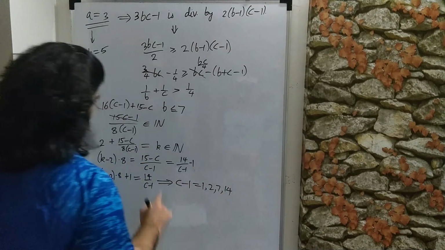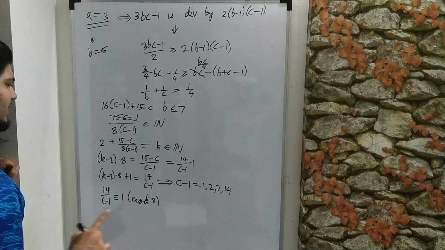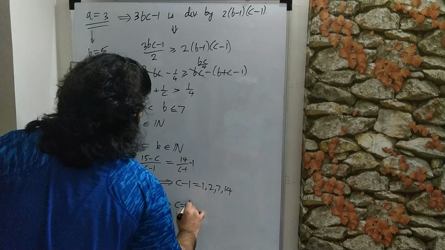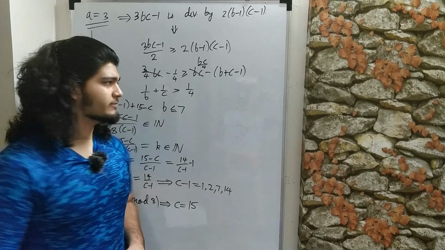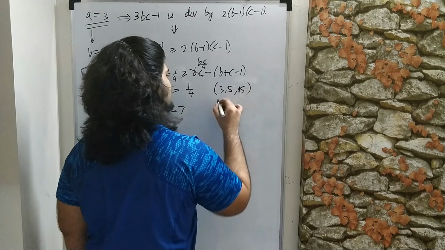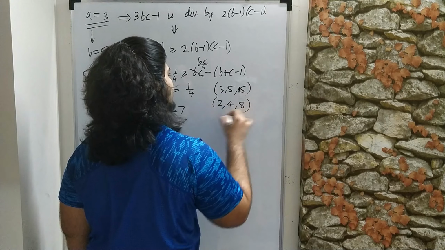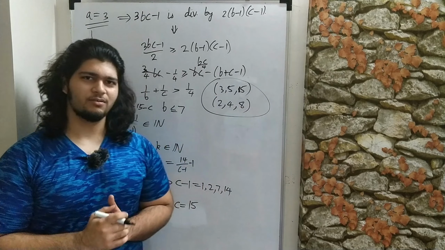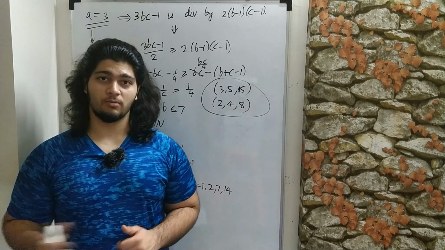so that means c minus 1 equals 1, 2, 7 or 14, and we can check for each value of c whether this condition is satisfied, because this is basically saying 14 over c minus 1 is congruent to 1 mod 8. And I'll tell you that the only solution for this is c equals 15, and that gives us another solution which is 3, 5, 15, which together with 2, 4, 8 comprises the list of all possible solutions to the initial problem.